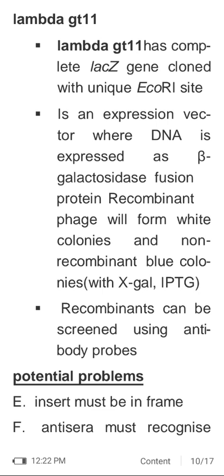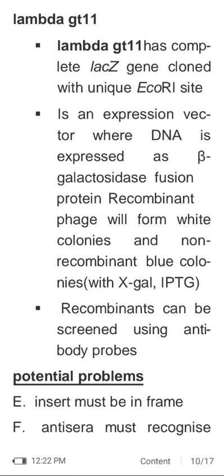Then potential problems: E, the insert must be in frame. F, antisera must recognize the protein produced in E. coli. G, proper folding and glycosylation may be a problem. H, the fusion protein must not be lethal, killing cells before progeny phage are produced.